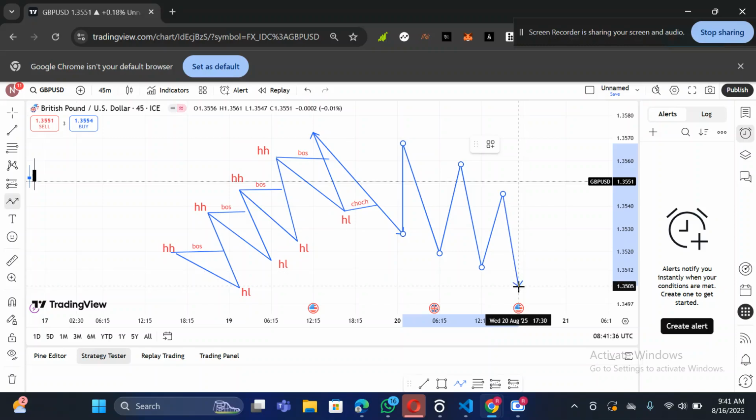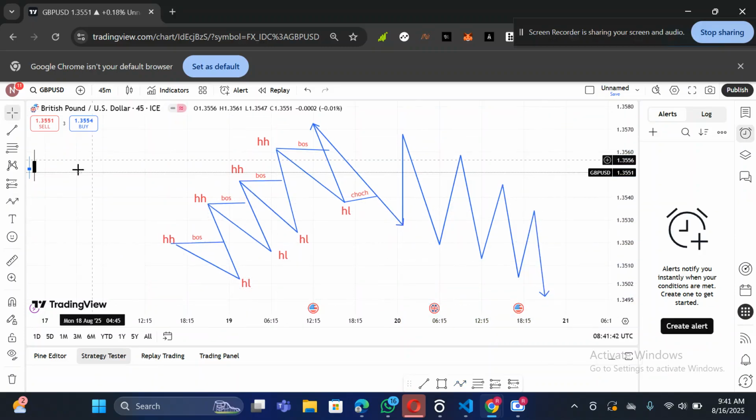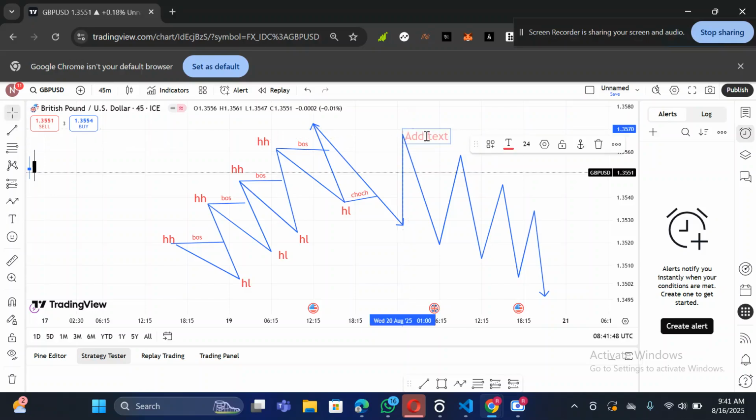So when the market is trending to the downside, it's going to be giving you highs and lows like this, which can be called lower lows and lower highs. All right, let me just quickly specify that out. Here is going to be the lower high, and the lower low.